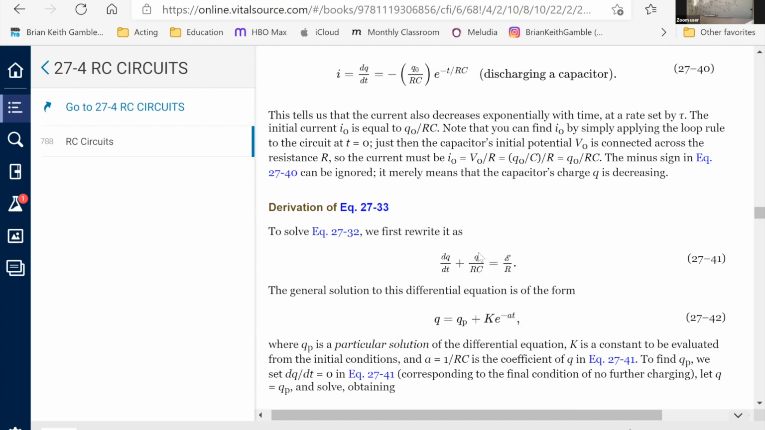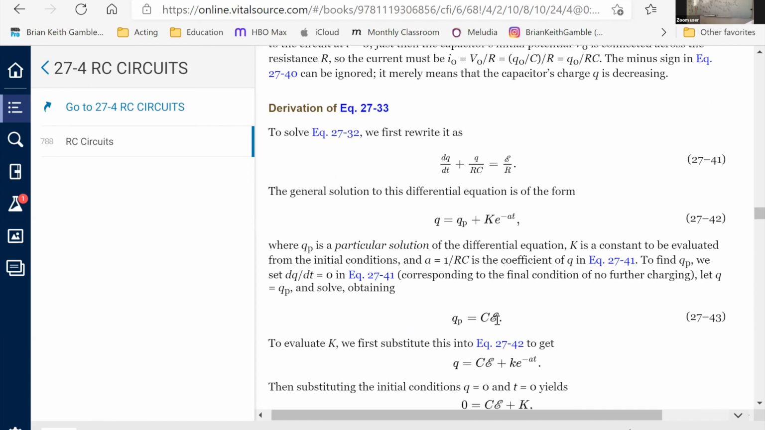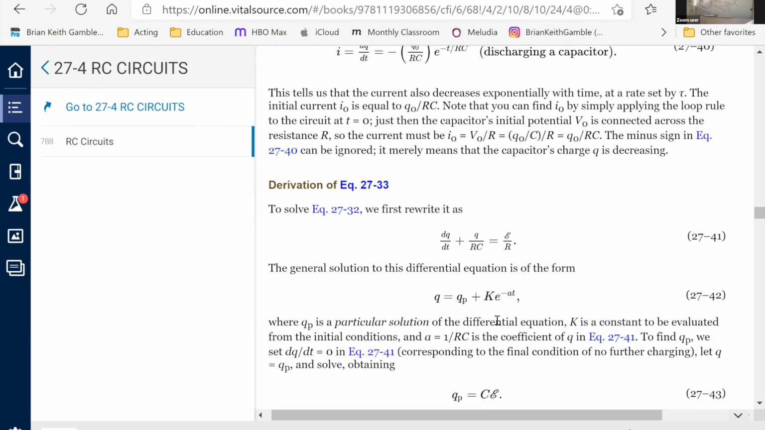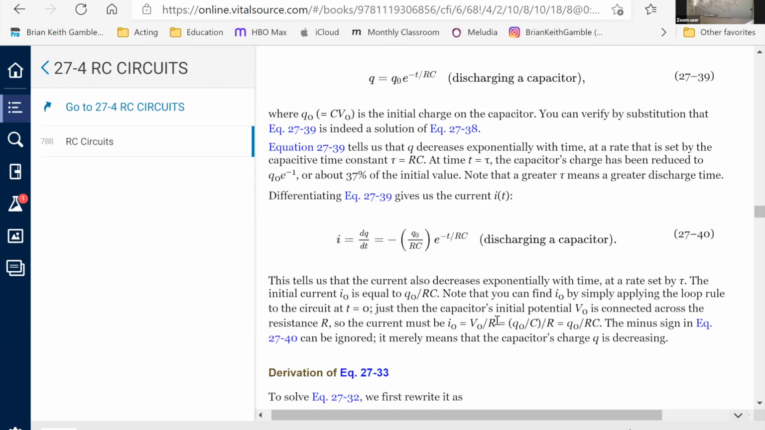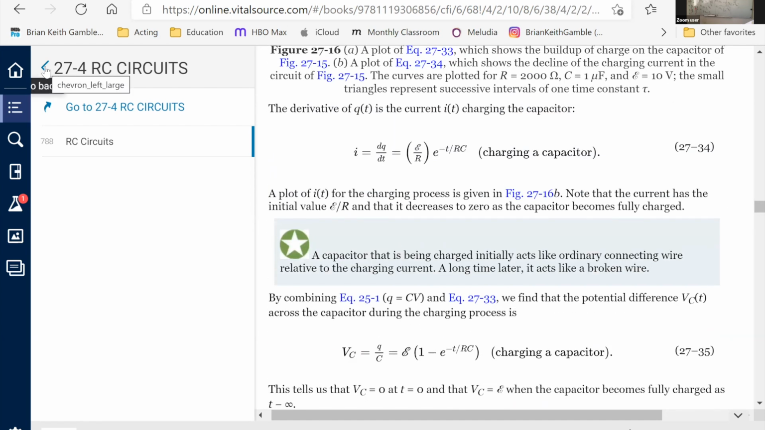Charging. Yeah. Oh, so then they jump back. This is the derivation for the charging here. They jump back and derived it. So yeah, okay. So that's it. That ends it; basically we've gotten through circuits.